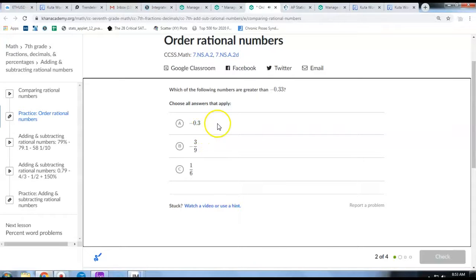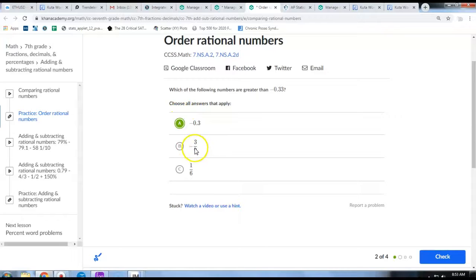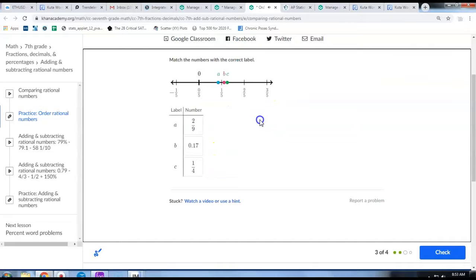Again, make these all into decimals. Greater than negative 0.33. So would you rather have negative $0.3 in your bank account than negative $0.33? They both kind of suck, but yes, you would. This is negative 0.33. This is negative 0.33. So that it's not greater. It's the same. Would you rather have 1/6 of a dollar in your bank account than negative $0.33? Heck yes. So you're just picking the bigger.